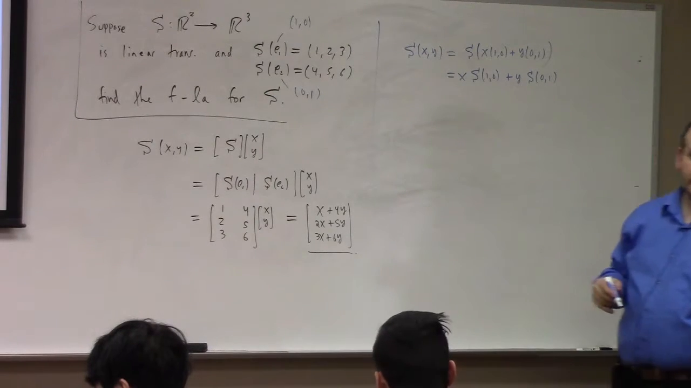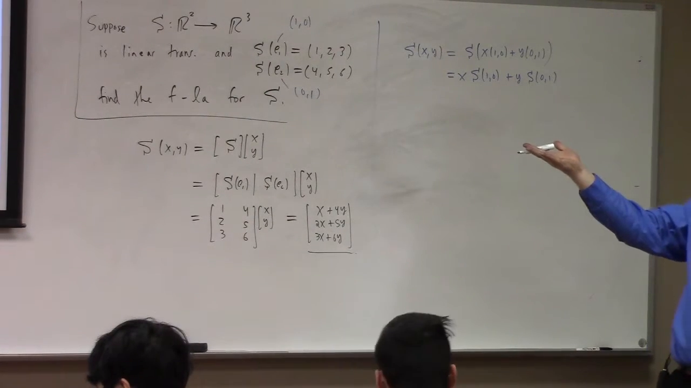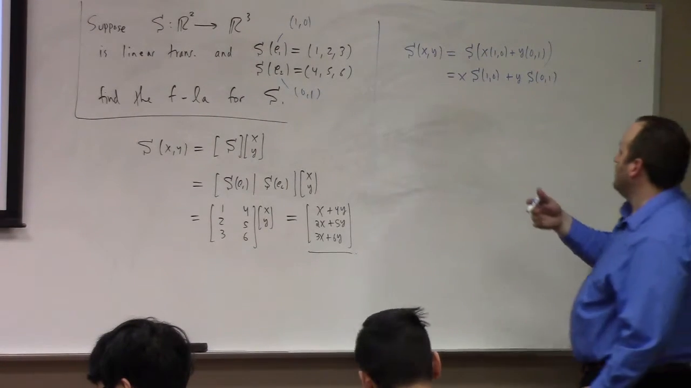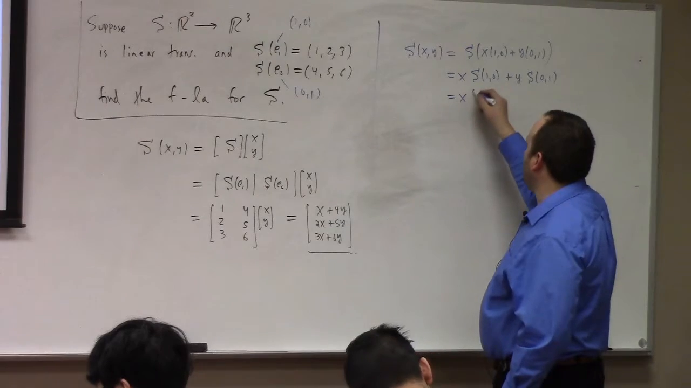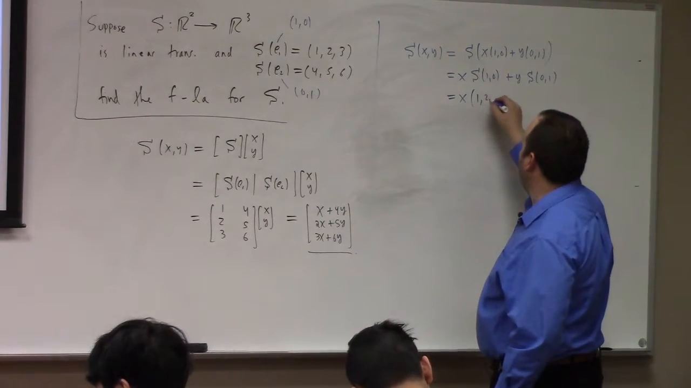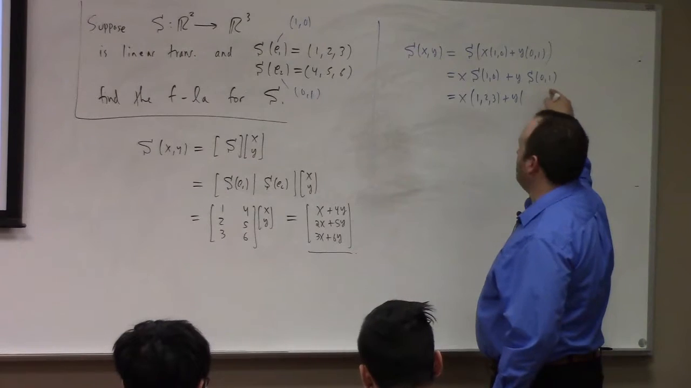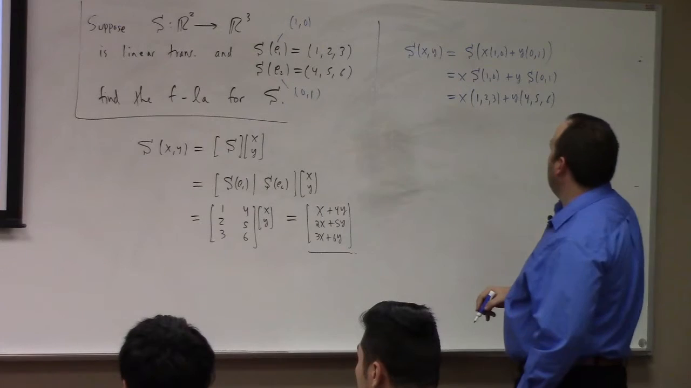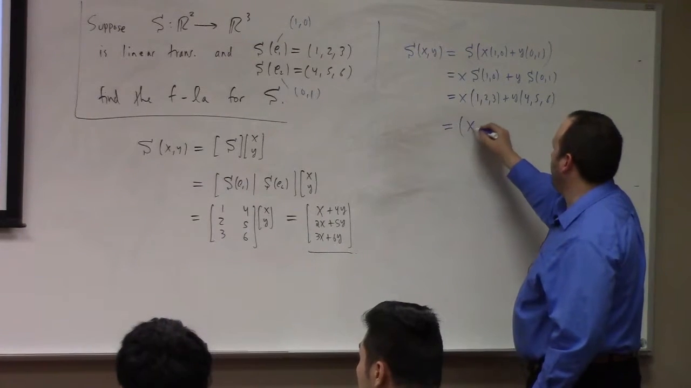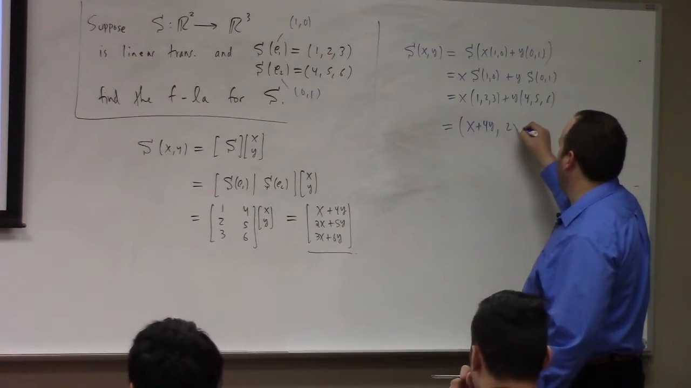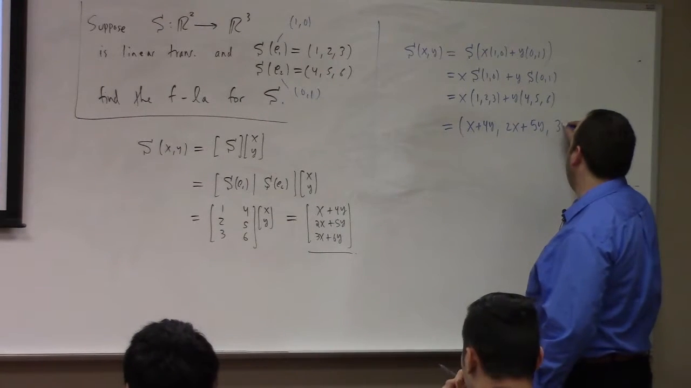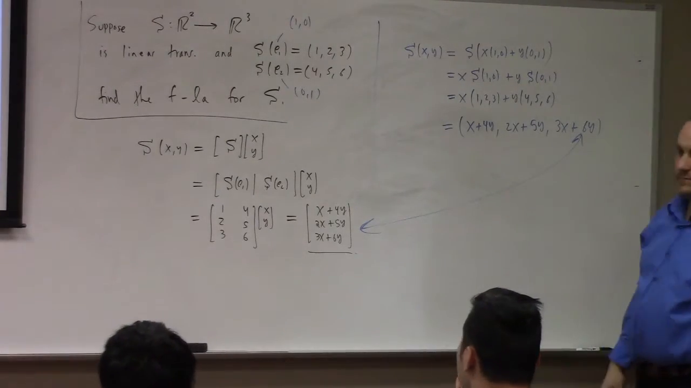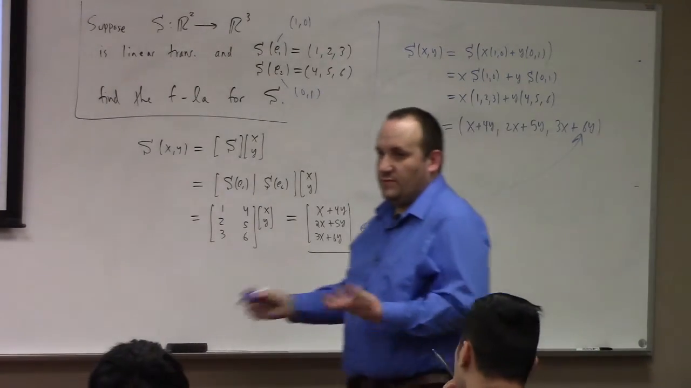right? But I gave us, in the statement of the problem, that we know what S of 0, 1 is, and we know what S of 1, 0 is. Did I say 0? So that's x of what? 1, 2, 3. Y times what? 4, 5, 6. And of course, if you add those, same thing.